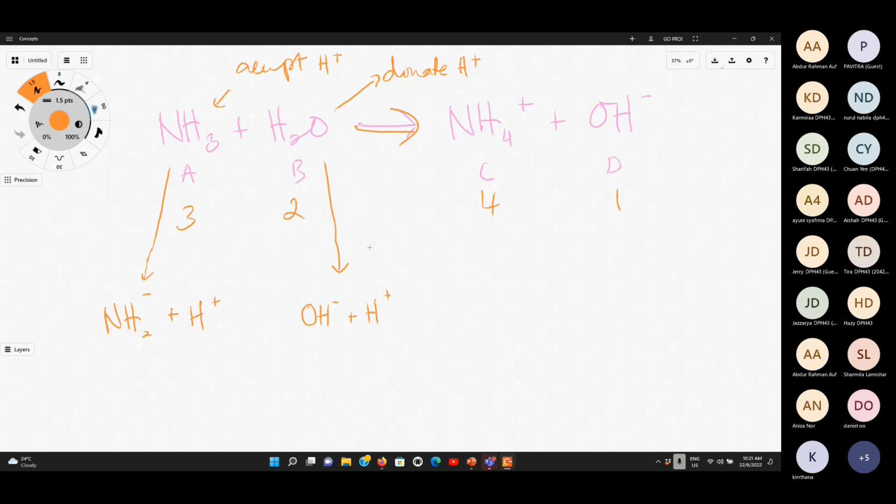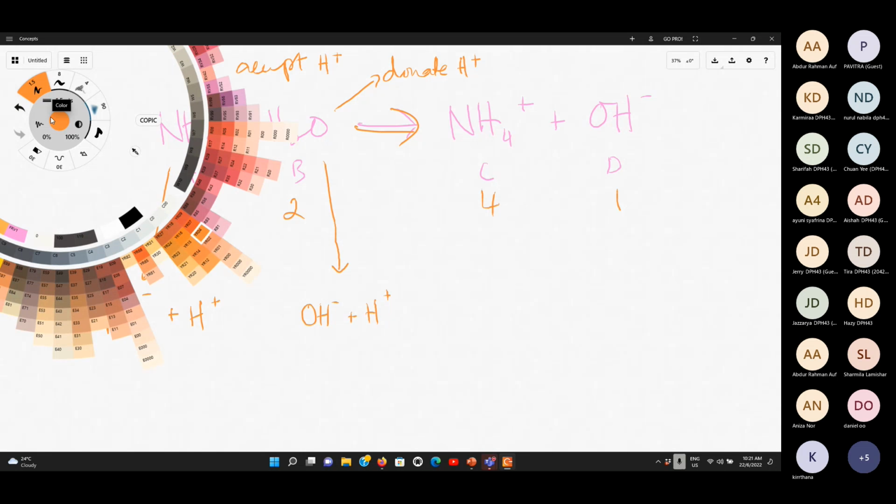So what will happen here is, siapa yang lebih mudah untuk donate dia punya H plus, that is, kita akan tengok dalam topik strength of acid and base tadi. So according to this, H2O is a stronger base. So kita akan tengok kejap lagi in our next second slot nanti kenapa H2O is a stronger base. So kat sini kita boleh conclude that H2O yang akan donate dia punya hydrogen, H plus.